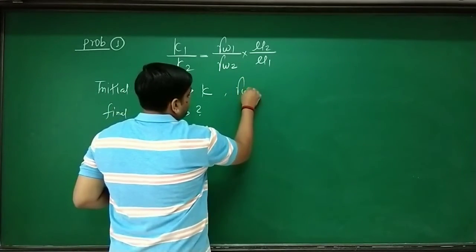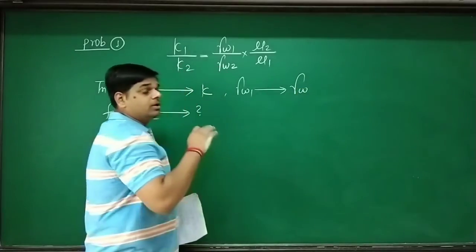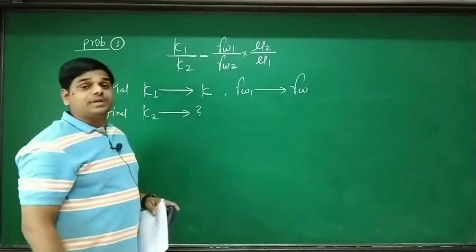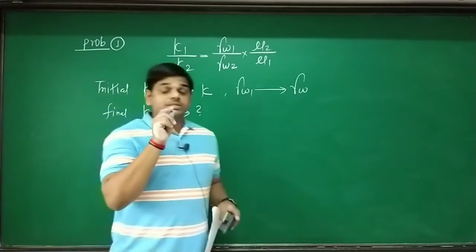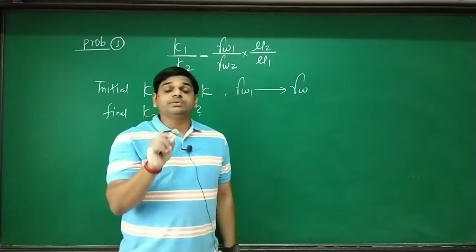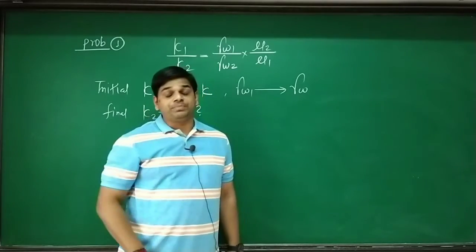Initial unit weight gamma W1 I will assume as gamma W. Unit weight after change of temperature reduces to 90%. See, try to understand the difference between two words, reduce to and reduce by.